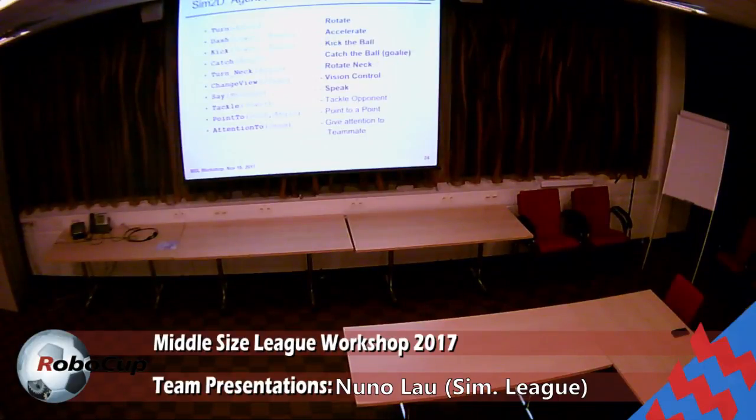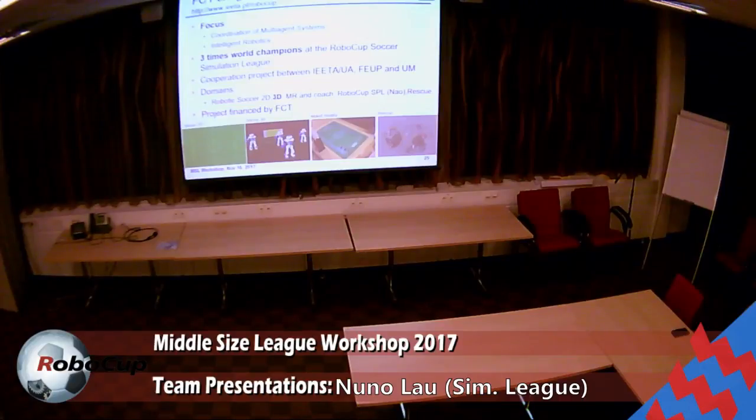And the actions that agents can do are, for example, turn, dash, and kick. Turn is for rotating, dash is to accelerate in a given direction. Kick is to kick the ball, and catch is used by the goalkeeper in order to catch it. You can also turn the neck and change view in order to control your sensors. And then for communication, you can use say. You can also have tackle and things like that.